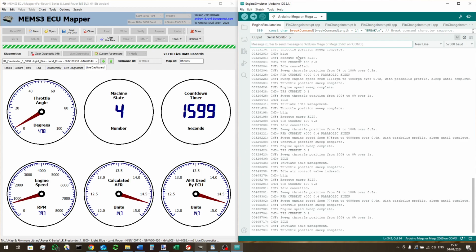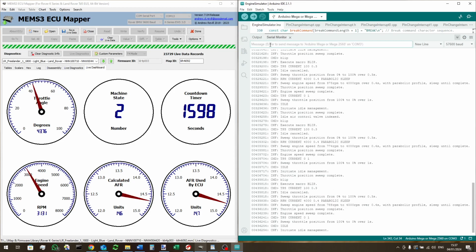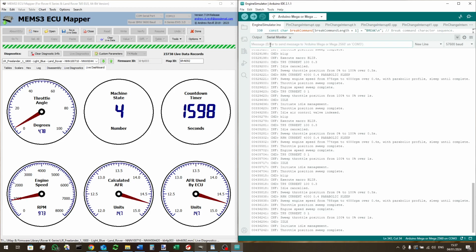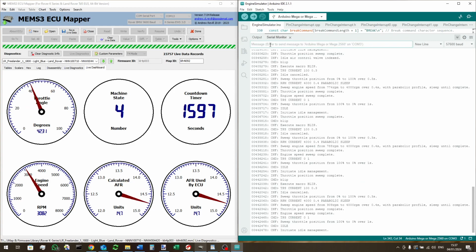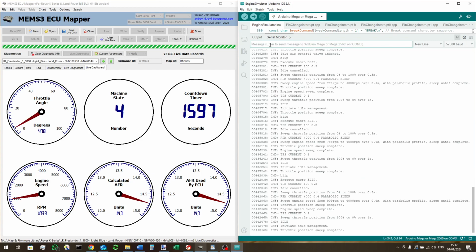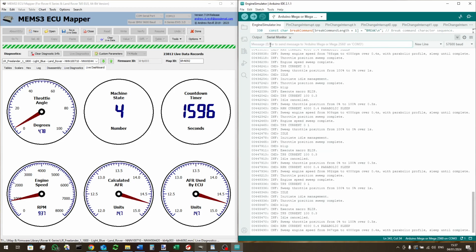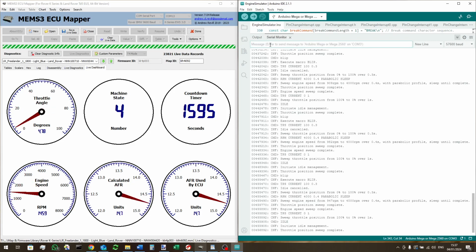And if I blip the throttle again, let's just have another look. So you can see that when the revs were in the range, the machine state changes to 2 and the countdown timer starts counting down. You'll also see that the calculated air-fuel ratio shows quite an enrichment, but the air-fuel ratio being used by the ECU stays at 14.7 to 1, so it's blocking the enrichment that would normally be applied.